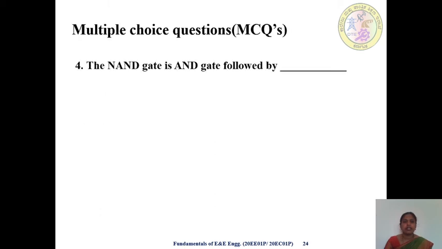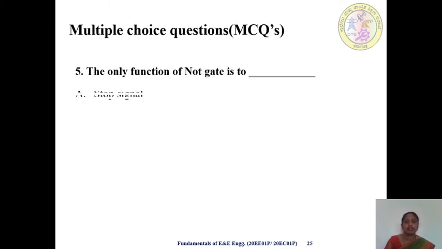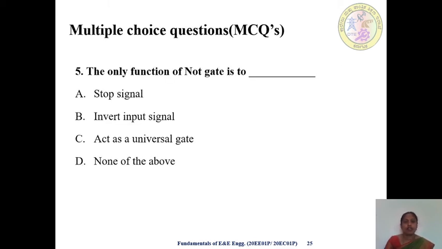The NAND gate is AND gate followed by dash. Options are NOT gate, OR gate, AND gate, none of the above. So AND gate followed by NOT gate forms the NAND gate. The solution is A. Answer is NOT gate. The only function of NOT gate is to dash. Stop the signal, invert the input signal, act as a universal gate, none of the above. So the answer is B. It inverts the input signal, which is the function of NOT gate.